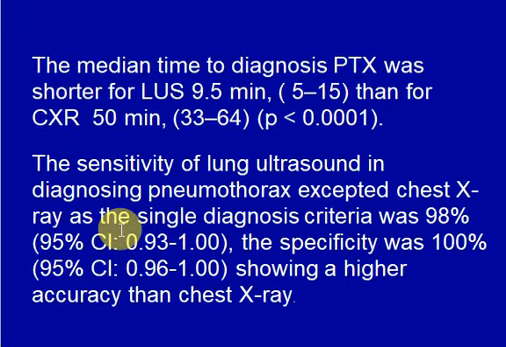As for duration, the median time to diagnose pneumothorax by lung ultrasound was 9.5 minutes, ranging from 5 to 15 minutes, and by chest X-ray the median was 50 minutes, ranging from 33 to 64 minutes. The sensitivity of lung ultrasound using the diagnostic criteria for pneumothorax alone, not related to the chest X-ray, was 98% and specificity was 100%.